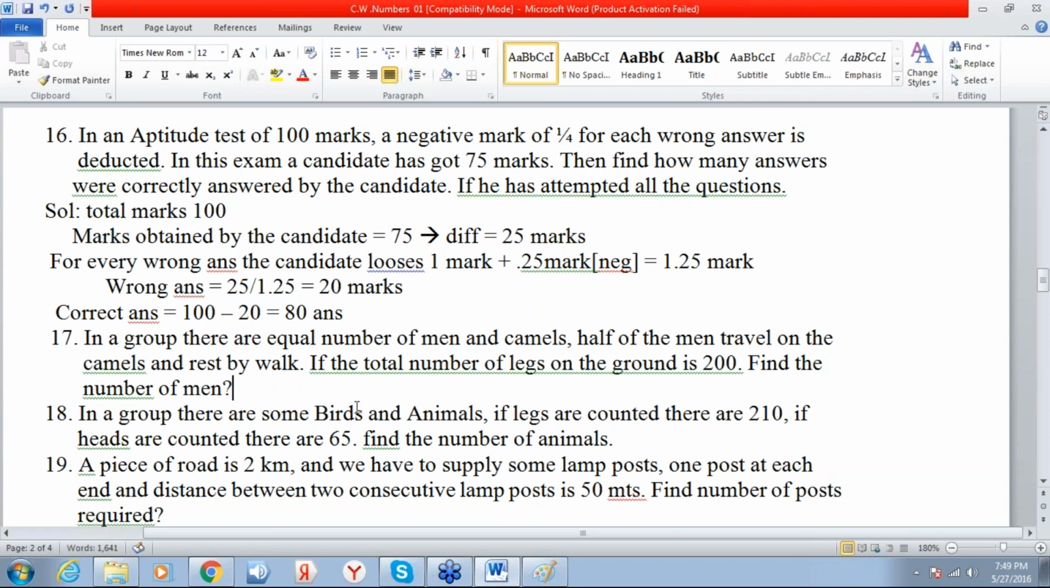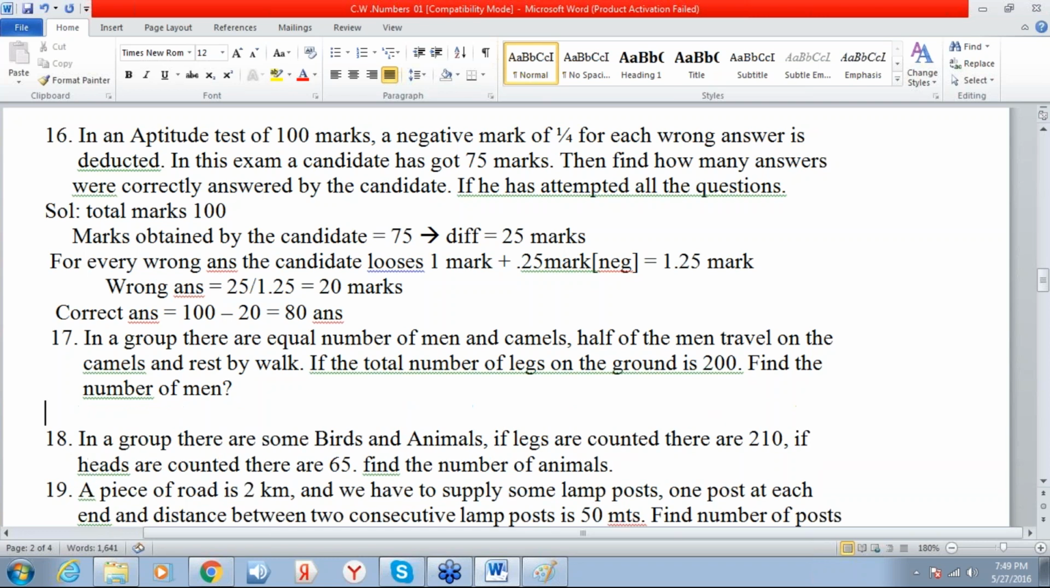In a group, there are an equal number of men and camels. Half of the men travel on the camels and the rest by walk. The total number of legs on the ground is 200. Find the number of men. This is also important.